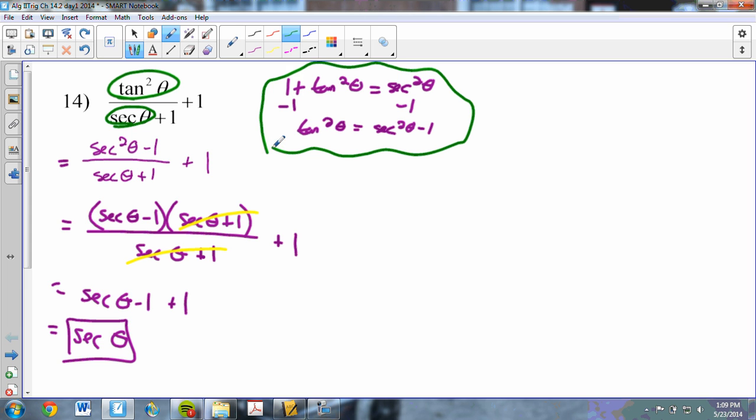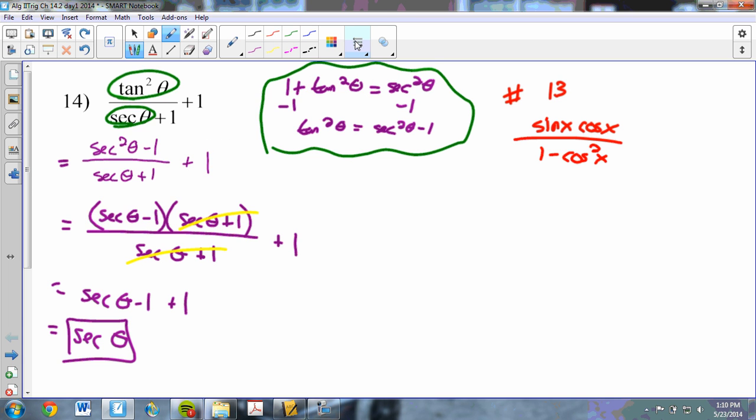Are you going to ask me one problem or not? I'm thinking about it. Sure, give me one. 13. Okay, what was 13? Sine x cosine x over 1 minus cosine squared x. I hate the x thing. I can just change those x's into thetas, doesn't matter.